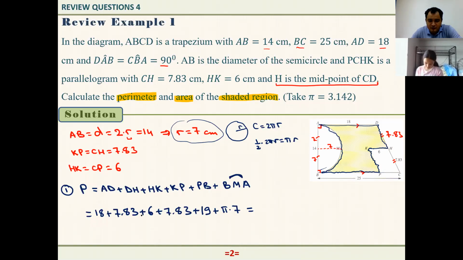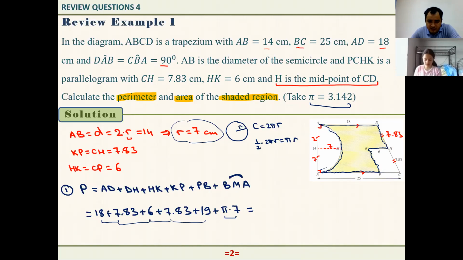Look, Shahina, even if I ignore the decimal part, 25 plus 6 is 31, plus 7 is 38, plus 19 is already 57. And plus here we have 20 something, because this pi is 3.14. Calculate again, right, one by one.